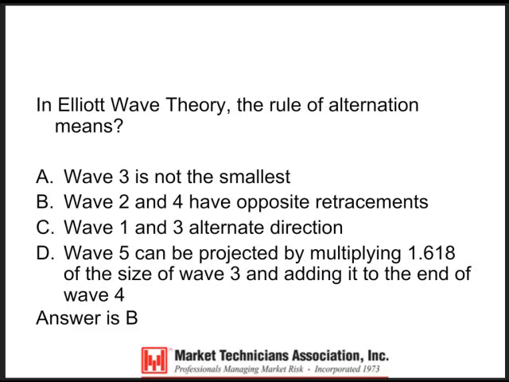Wave 1 and 3 can't obviously alternate direction. That certainly does not hold true. Wave 3 is certainly not the smallest, is a rule, but not the rule of alternation. And then wave 5 can be projected by multiplying 1.618, which is not the rule of alternation either.